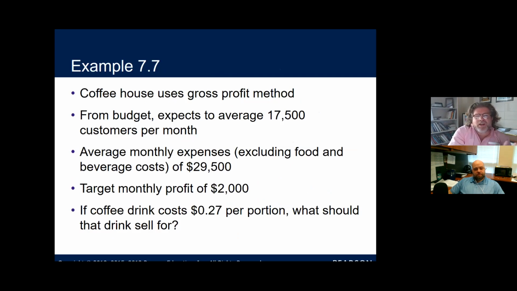So here we have a coffee house, like a Starbucks or something. We're going to do 17,500 customers a month. Our food and beverage costs, all our costs every month, I know, is $29,500. I want to make $2,000 a month off of this coffee house, and it costs about 27 cents per portion. So the average monthly expense is excluding all food and beverage costs. So what should I charge?